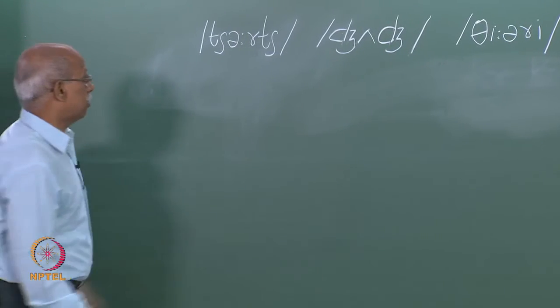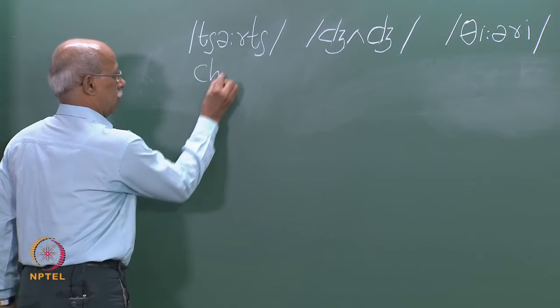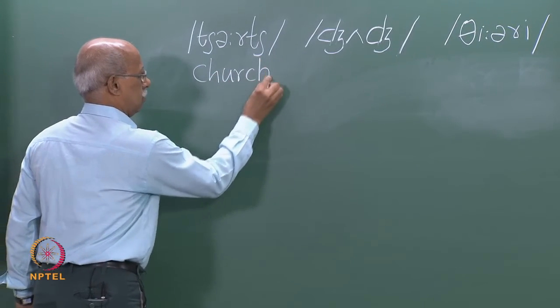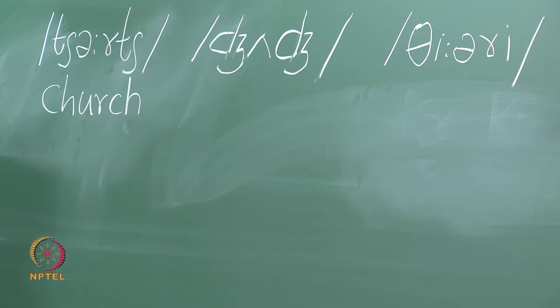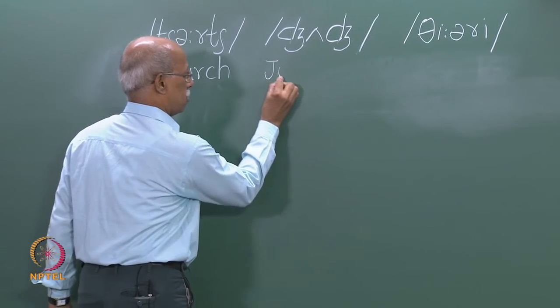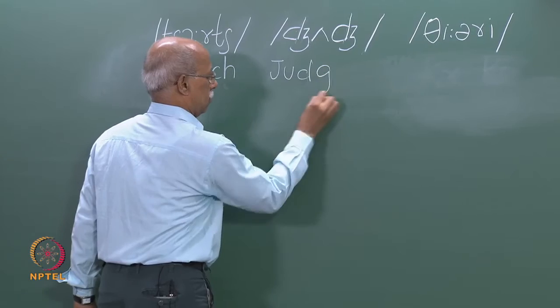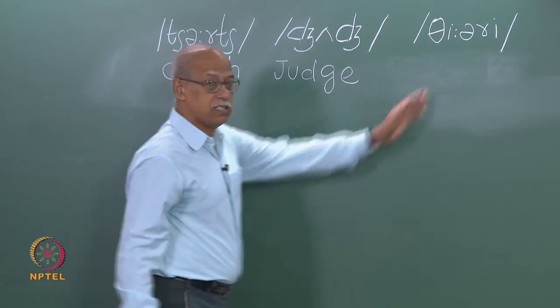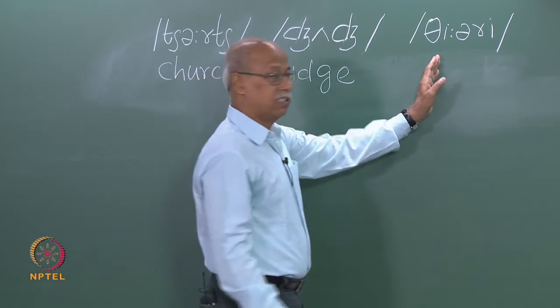Check whether you got it right or wrong. This is church. How many people got it right? Lovely, that's great. Church. This is judge. And this is theory.